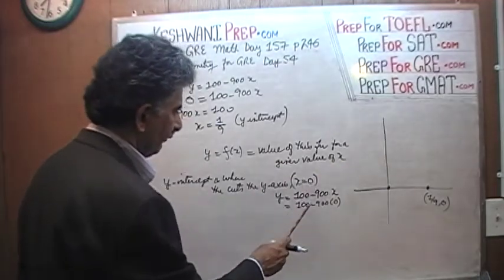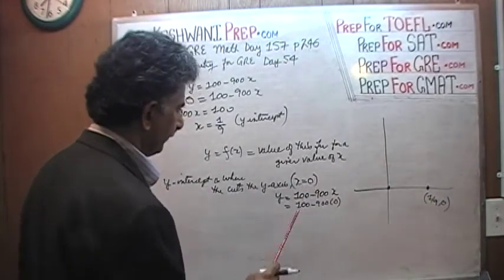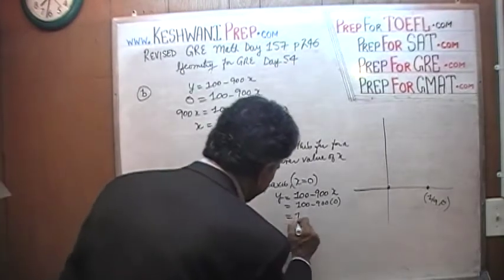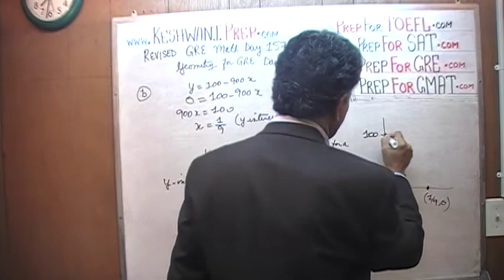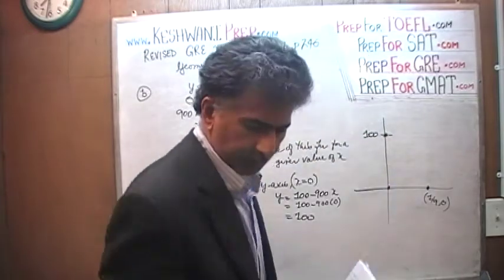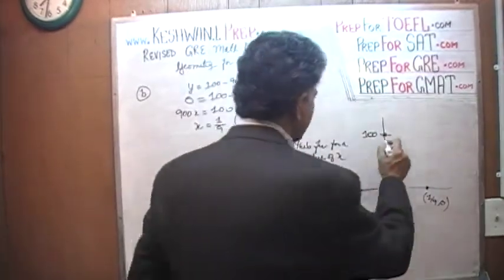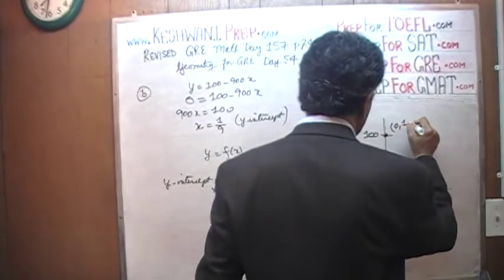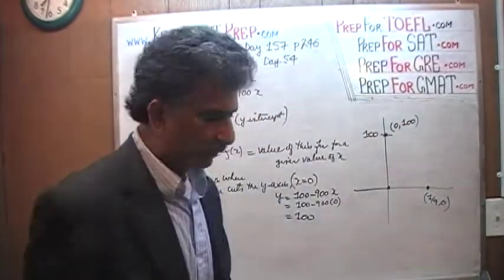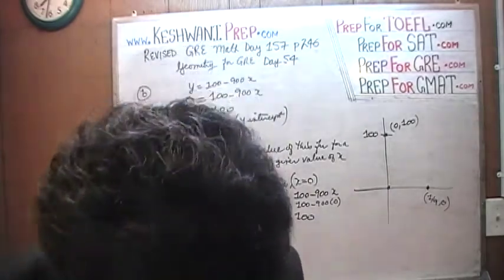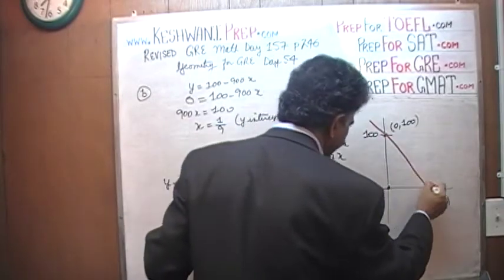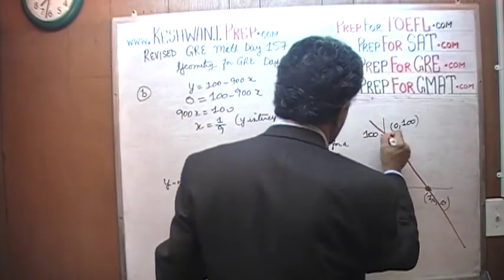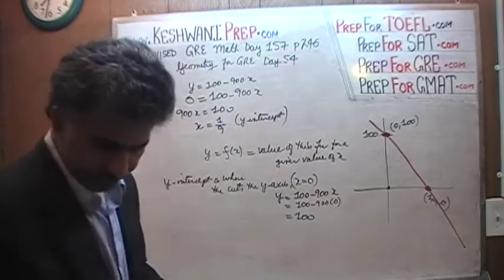When x is equal to 0, we found that y is 100. So let's plot 100. The coordinates of this point are 0 and 100. That's it. That's what our graph looks like. Our graph is going to look like that. That's the graph of the line.